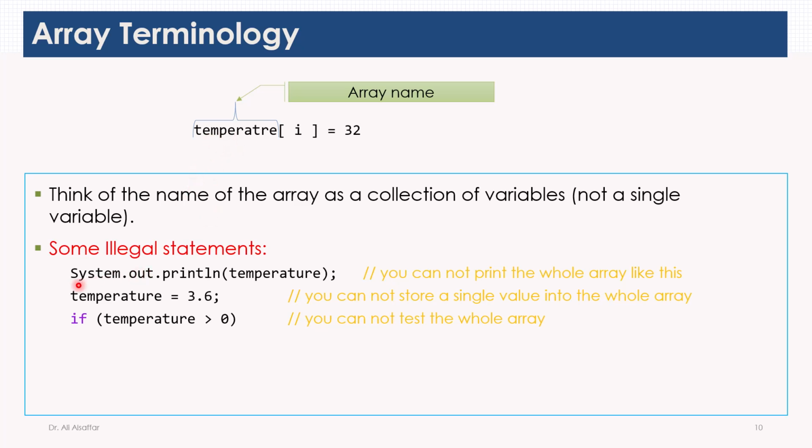For example, you cannot simply print the array elements by using a single print statement. This is illegal. Also, it is illegal to store a single value to the whole array. Also, you cannot compare the whole array to a single element, by saying that if temperature is greater than 0. In conclusion, when you declare an array and allocate space in the memory for this array, the name represents only a reference to the collection of the variables allocated for this array.